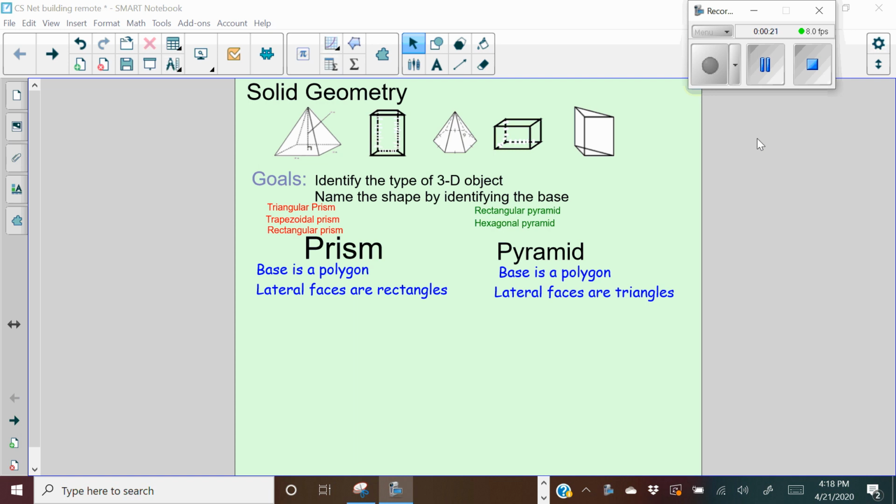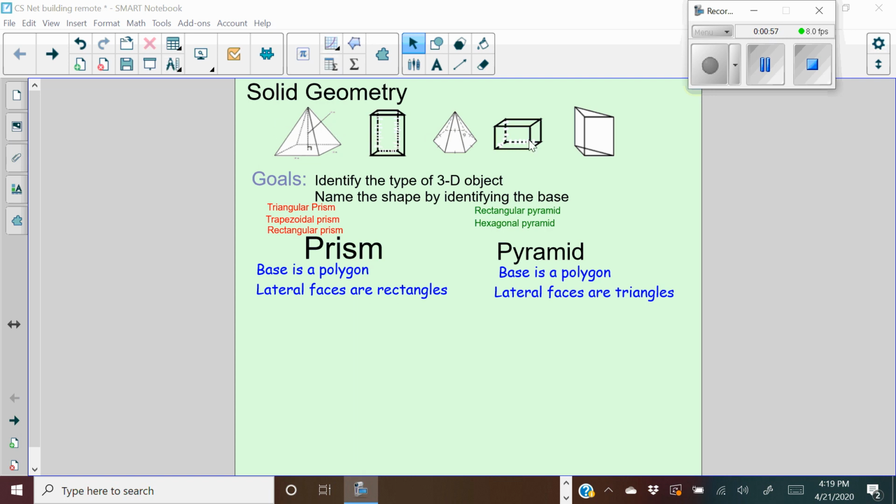So at the top of the page here, you see some three-dimensional objects, and then you see some definitions here. We're looking at prisms and pyramids. A prism has a polygon base, like a rectangle, square, triangle, trapezoid, parallelogram. Those are all polygons. And the lateral faces, or the sides around the shape, are rectangles. And a pyramid also has a polygon base, but the lateral faces, or the sides around it, are triangles.